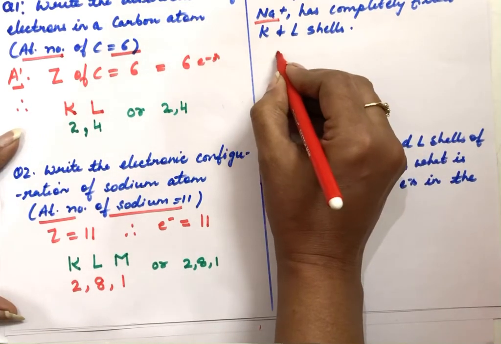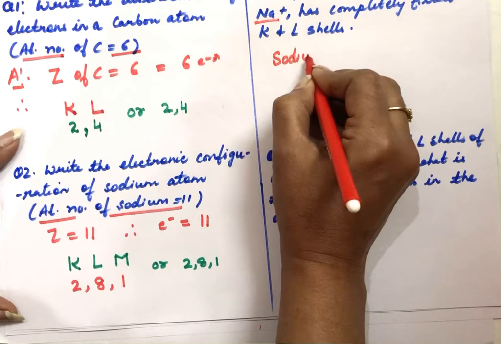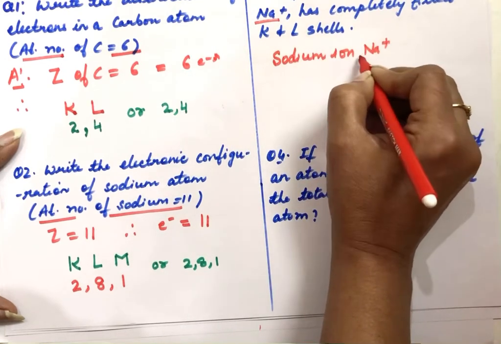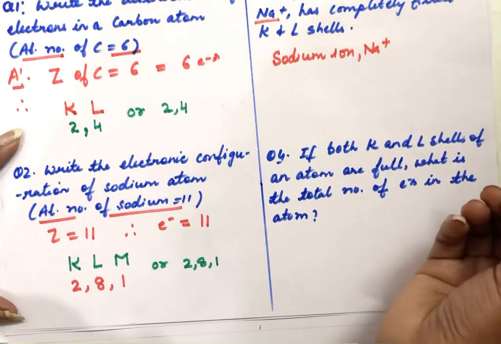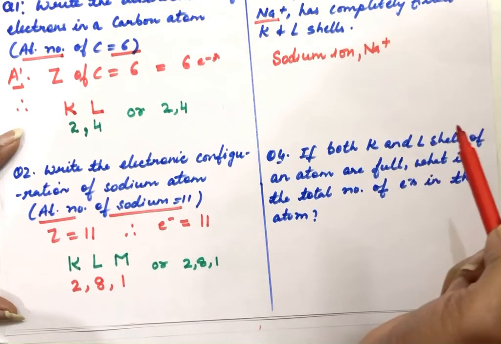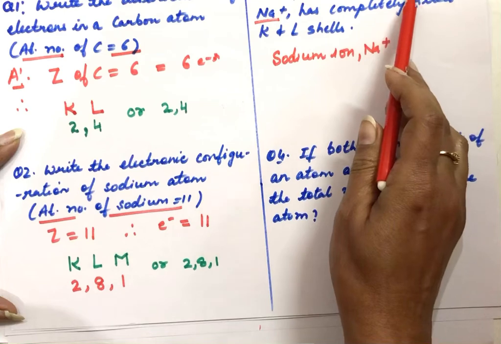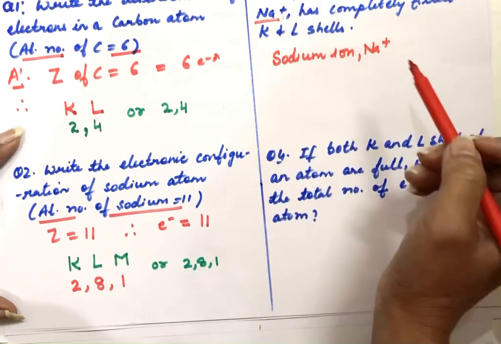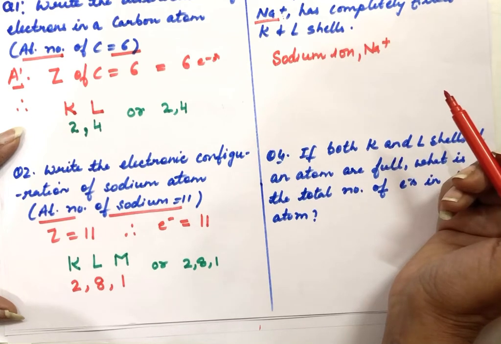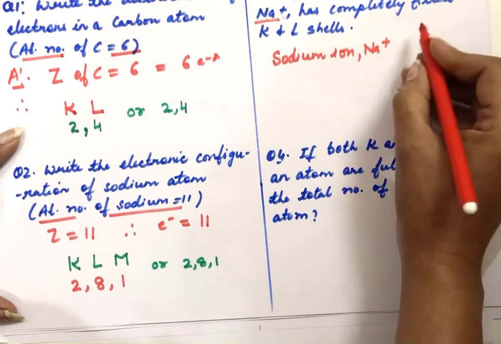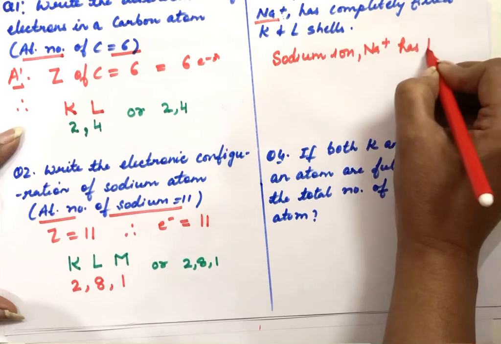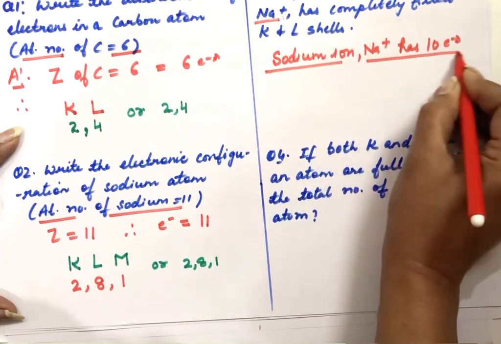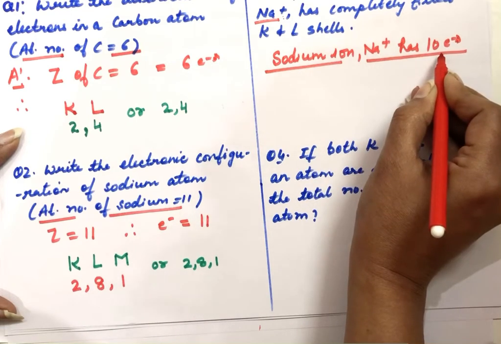Now, sodium ion is formed by loss of 1 electron from sodium atom. Sodium atom has 11 electrons because the atomic number of sodium is 11. So, if Na plus ion will form, that means it will have 1 electron less. So, there are 10 electrons. Sodium ion has 1 electron less than sodium atom, that is 10 electrons.